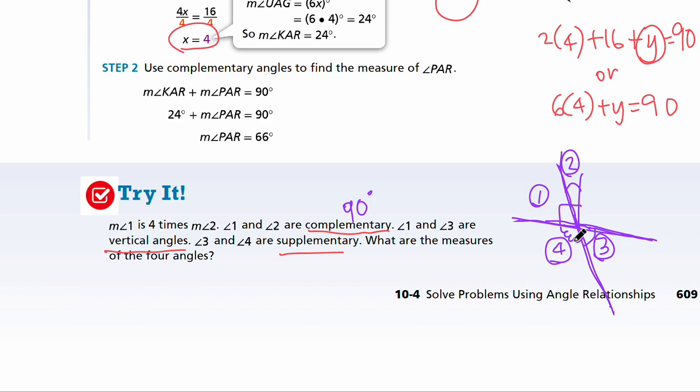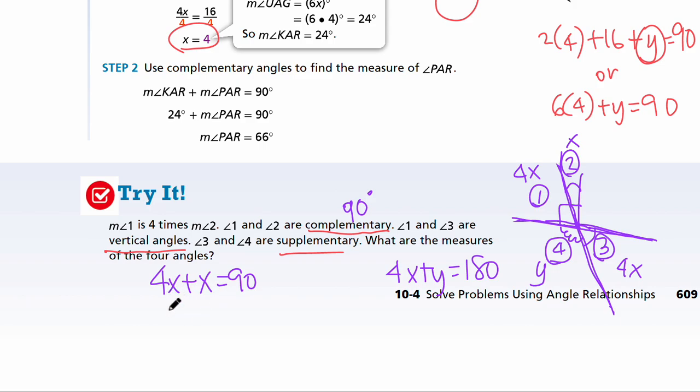Okay, what are the measures of the 4 angles? So first of all, the measure of angle 1 is 4 times angle 2. So let's say this is x, right? Then this is 4x. Vertical angles are the same, so this also has to be 4x. And they have to be supplementary, so 4x plus the measure of angle 4, let's say y, is equal to 180, right? First, let's write an equation for angles 1 and 2. So we have 4x plus x is equal to 90. And then we have another equation, 4x plus y is equal to 180.